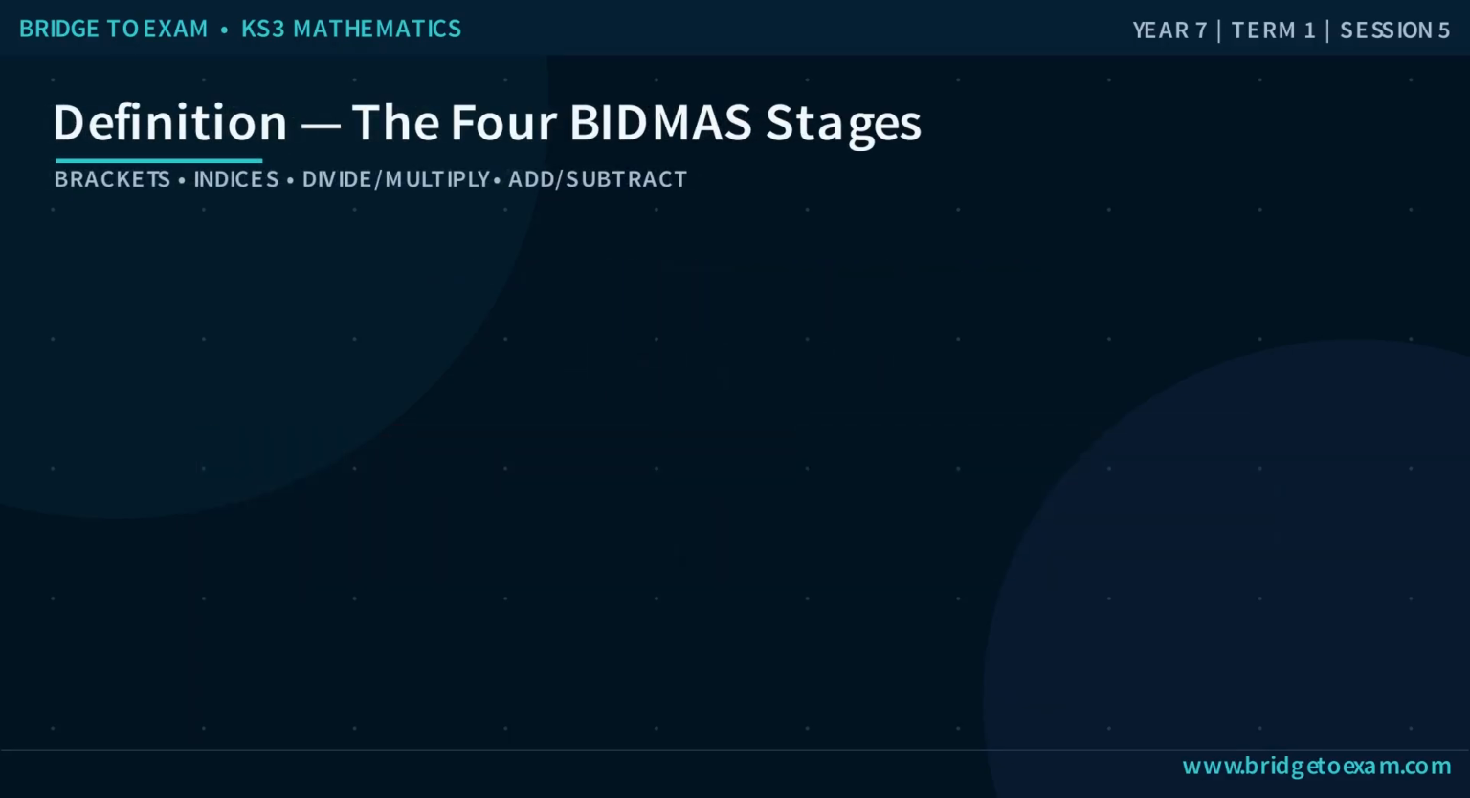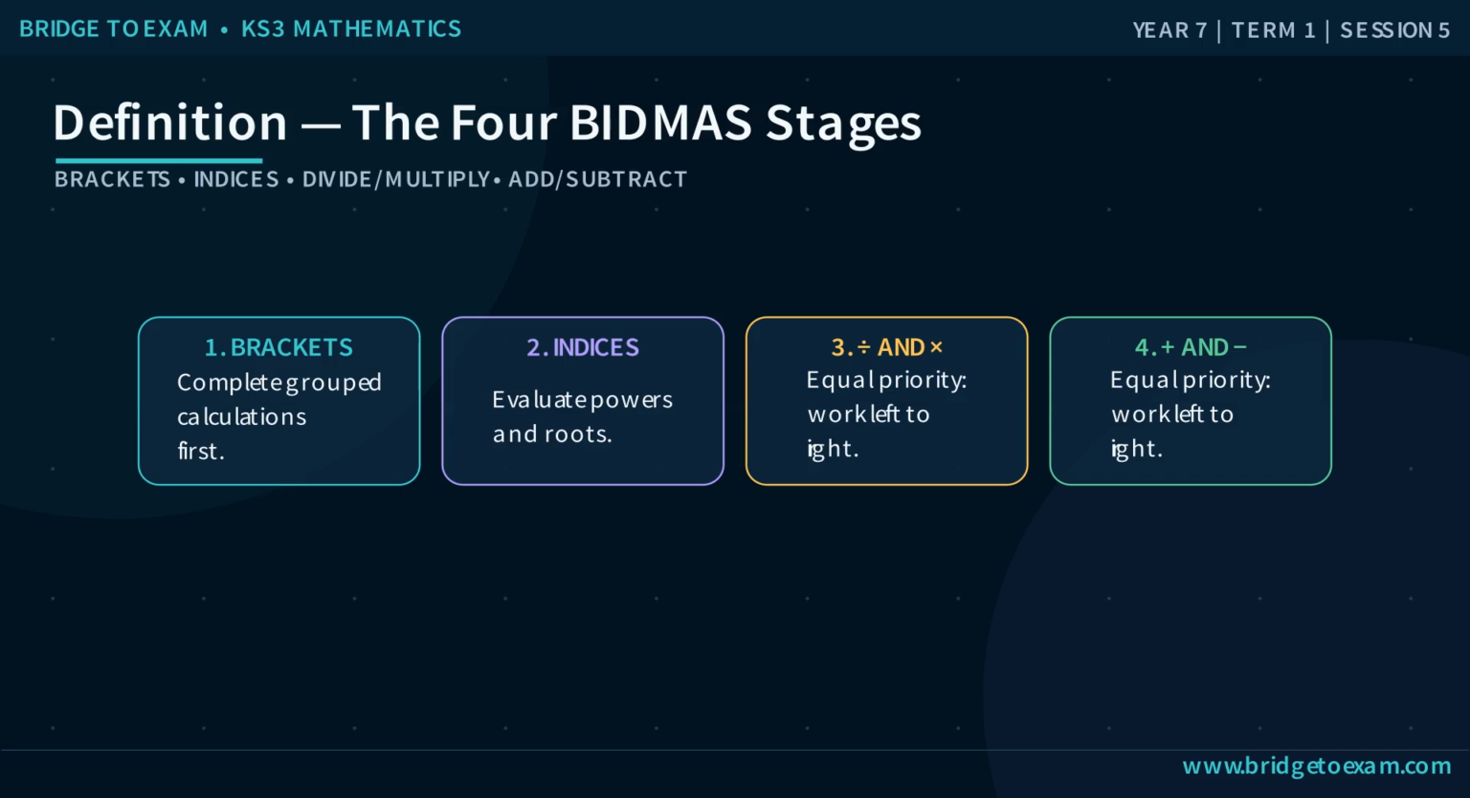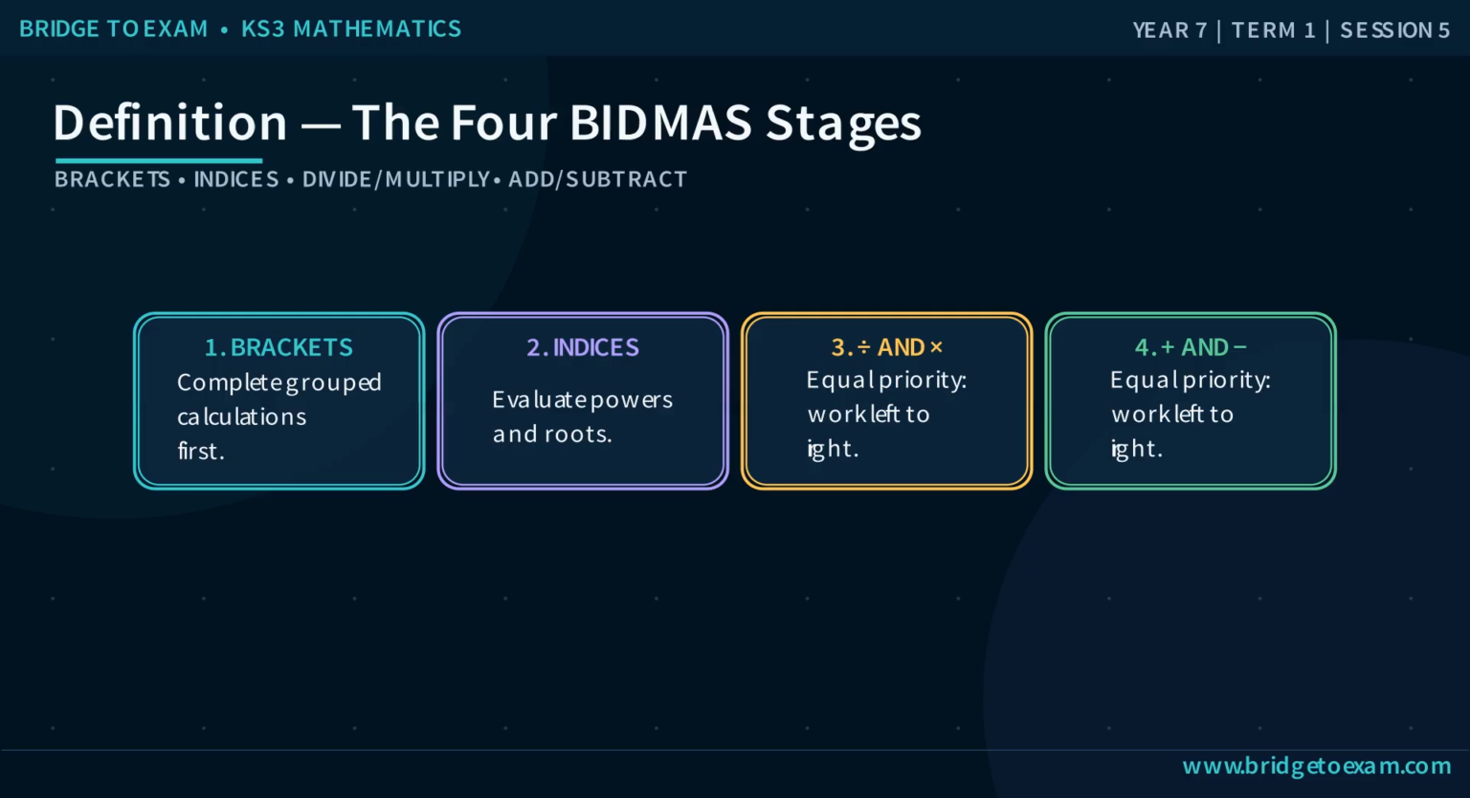BIDMAS names 4 stages. First, brackets. Second, indices, meaning powers and roots. Third, division and multiplication, which share equal priority and are completed from left to right. Fourth, addition and subtraction, which also share equal priority and are completed from left to right. It is a 4-stage method, not 6 separate commands. Resolve one stage across the expression before moving to the next.